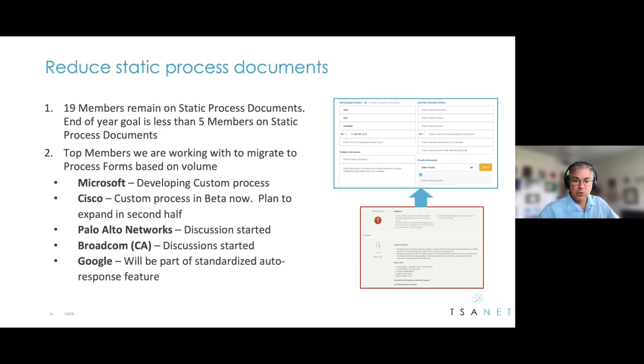And of course, some of these have not moved to the TSANet Connect process because they have very complicated internal structures and things we need to really tune. I've listed some of the members here below, so you can see, yeah, these are not small members, and certainly ones that we want to make sure we get right before we convert them to a process form. But certainly, our goal is to get down to less than 5 that are still on static process documents, and I highlight the ones that we really want to get moved to the process form. So that's a big initiative here in the second half.